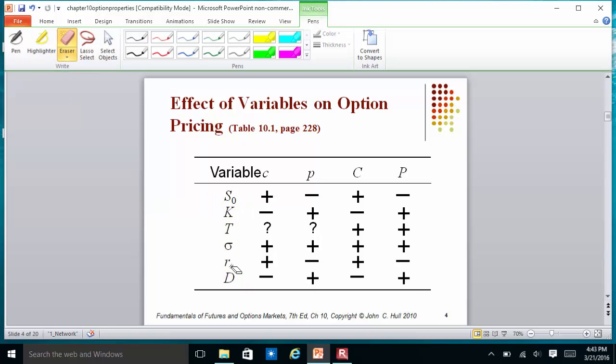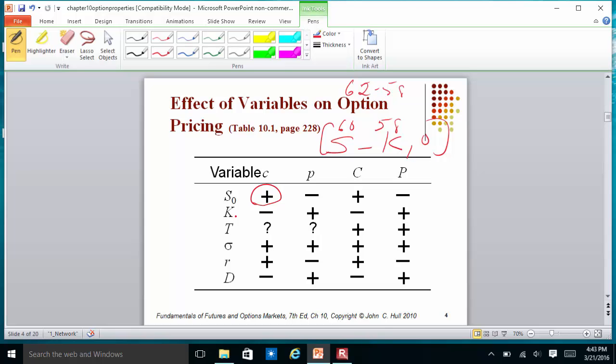Let's go back, and the first one is the stock price. What we see here is that an increase in the stock price will increase the call premiums. The reason why it happens is because what you get is the difference between the stock price and the strike price. Let's say the stock price is 60, the strike price is 58, you get $2. When the stock price is 62 and the same strike price, you get $4. So as the stock price increases, the call will also go up in value.